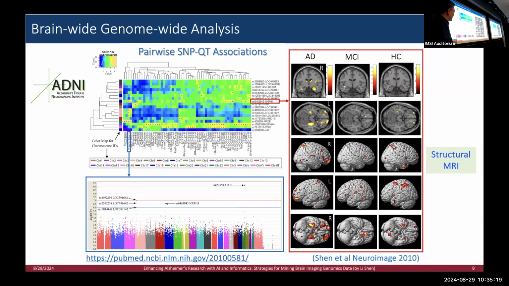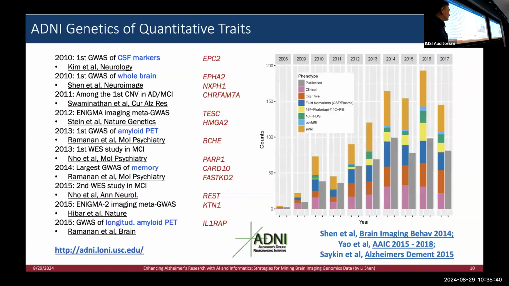This was a work we did 15 years ago. Look at all these whole-brain imaging phenotypes, and also the whole-genome SNPs. You can map the genetic effect onto the brain, and also look at the genetic association across the genome for a certain phenotype. We know imaging traits are statistically more powerful because they are continuous, right?